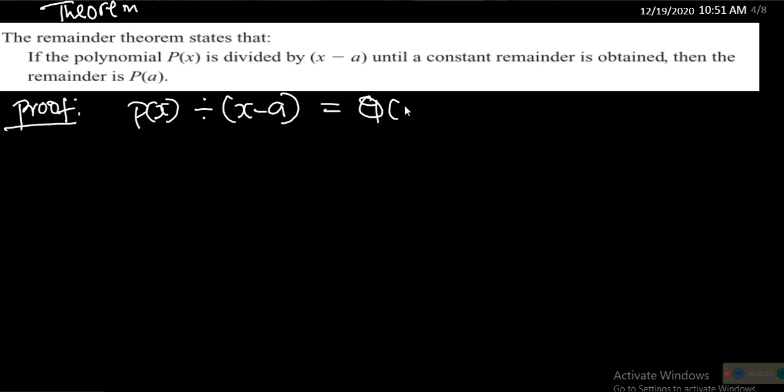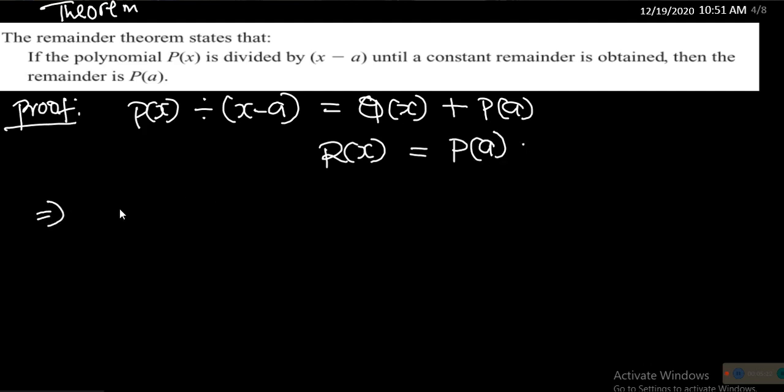This is the theorem we call the remainder theorem. The remainder theorem states that if the polynomial p of x is divided by x minus a until a constant remainder is obtained, then the remainder is p of a. Okay, so let's write the proof. What we are saying here is that if you divide p of x by x minus a, what you will have is q of x plus p of a. So your r of x here is equal to p of a. That's what we are saying.